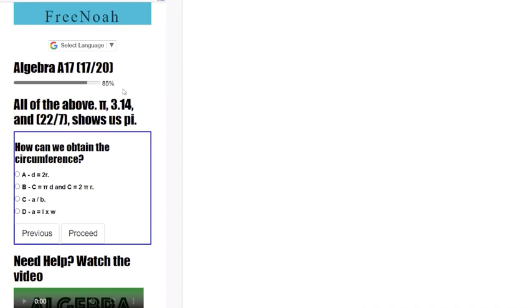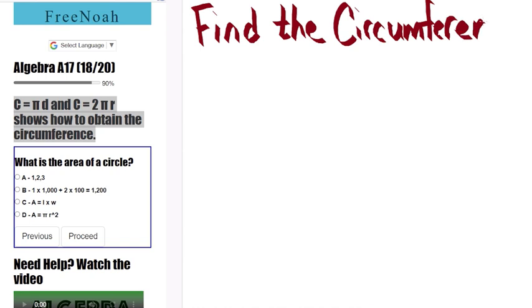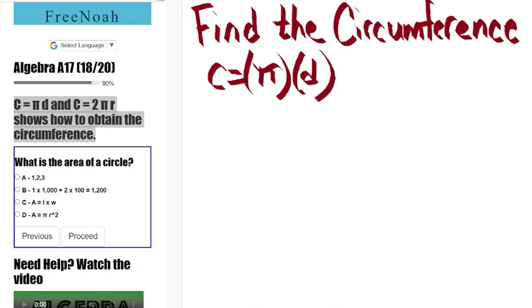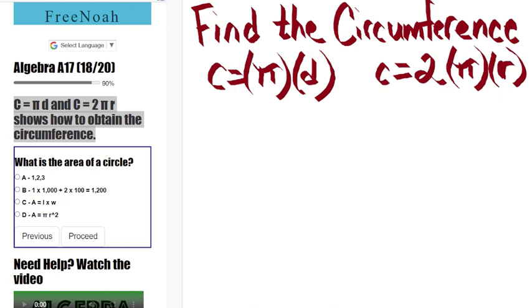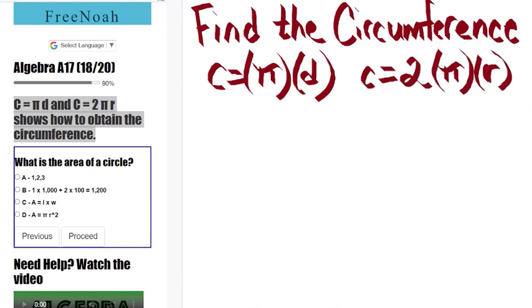Okay, finding the circumference here. So, how can we obtain the circumference? Well, we can use pi times the diameter to find the circumference, and we can use 2 times pi times the radius to find the circumference. So, we have here C equals pi times diameter, perfect, and we also have circumference equals 2 times pi times r.